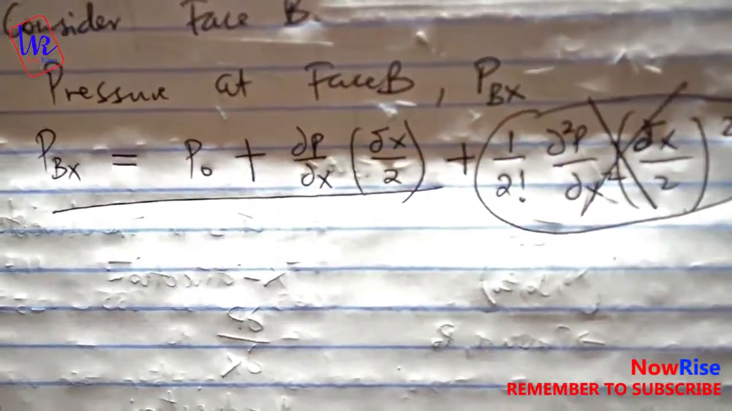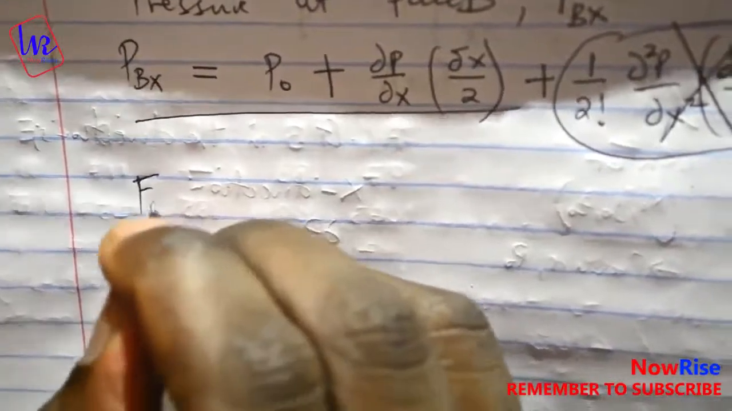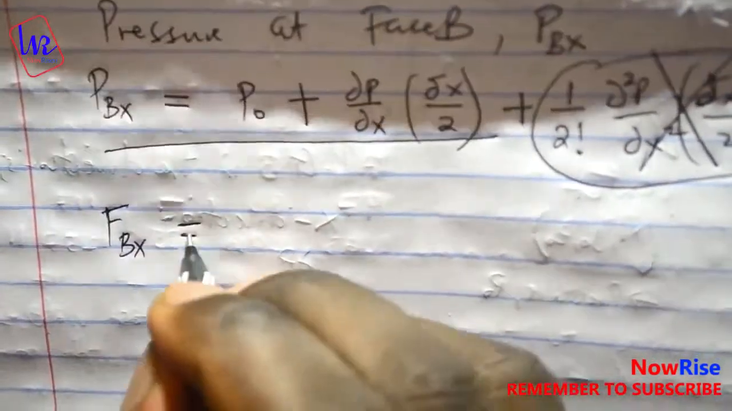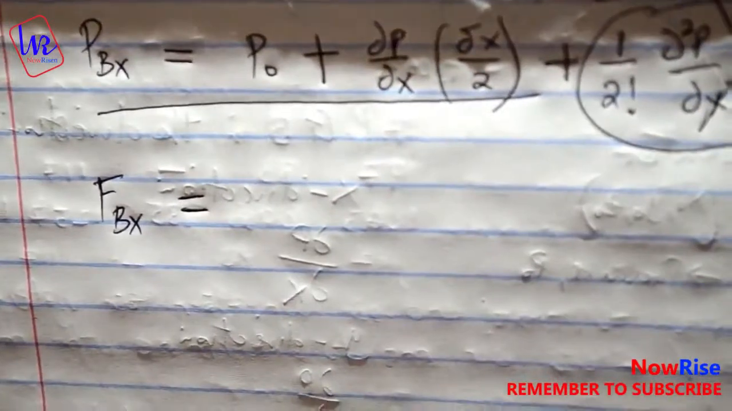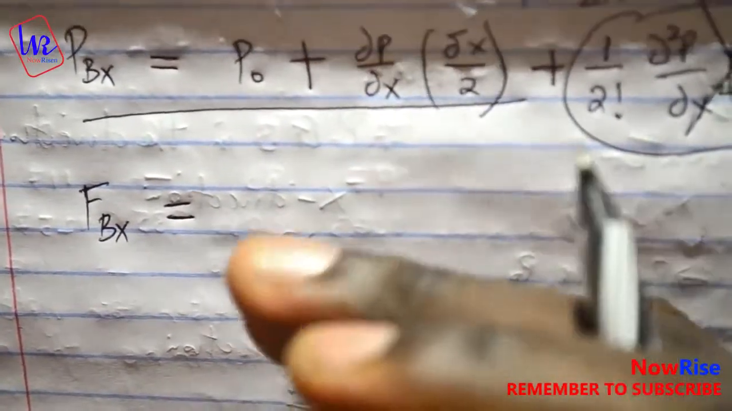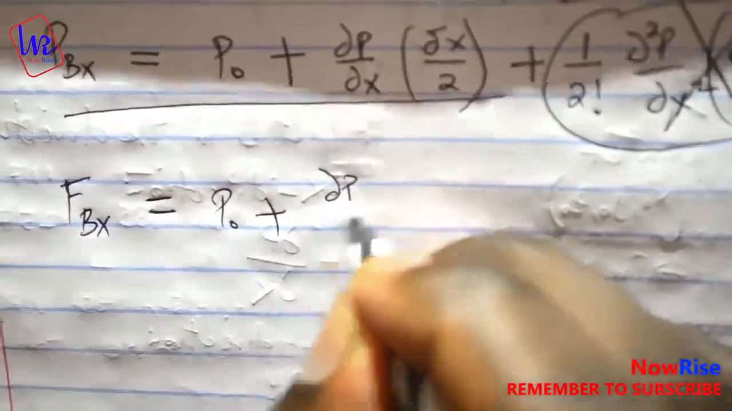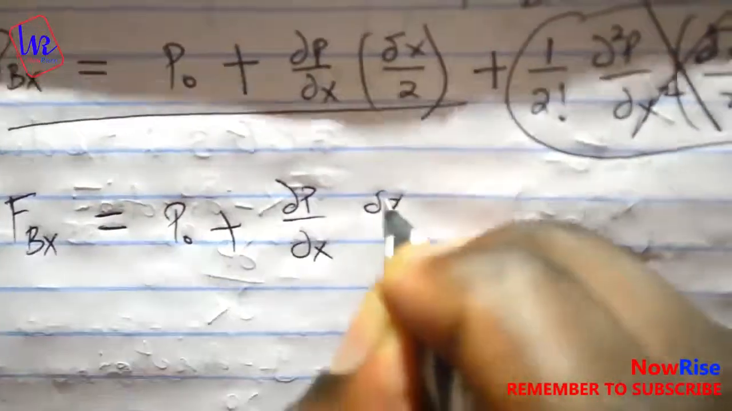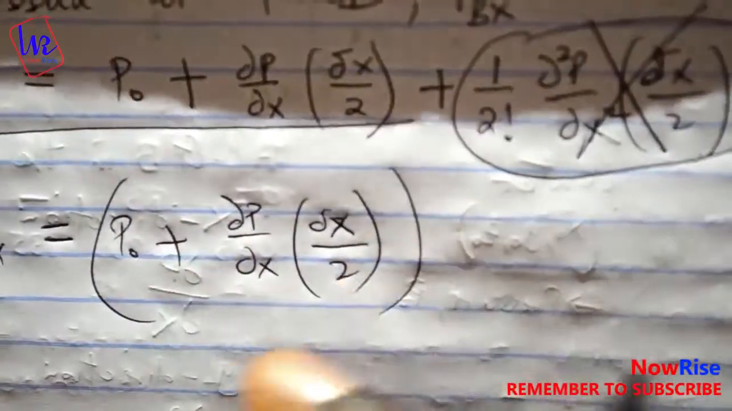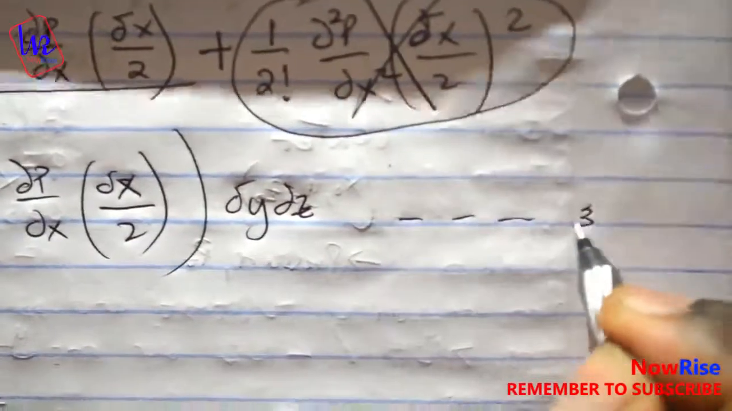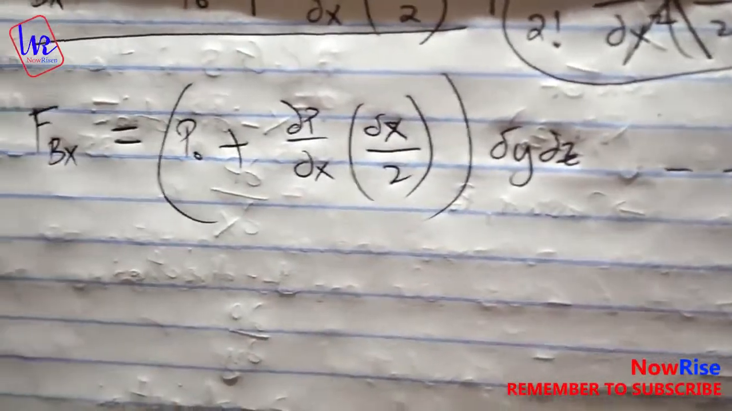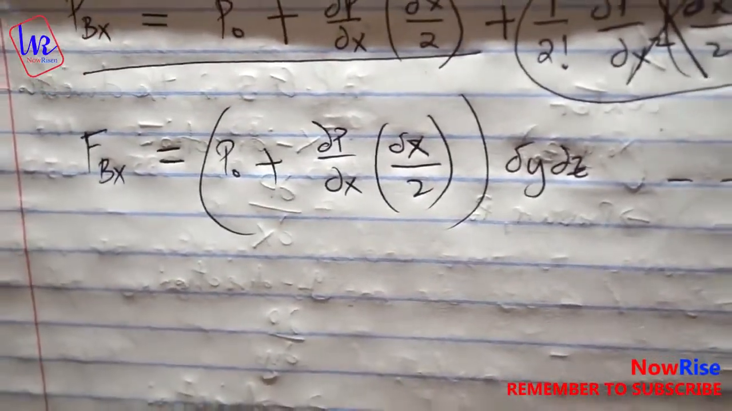Now, for our case, the force in B in x will be, remember force is pressure times area, and the area of phase A and phase B is the same. So you'll just say P naught plus that change in P over change in x over 2. Now we multiply by our area, which is small change in y and small change in z. So that will give us our force. We can call this equation 3. Now we have force in both phases, phase A and phase B.